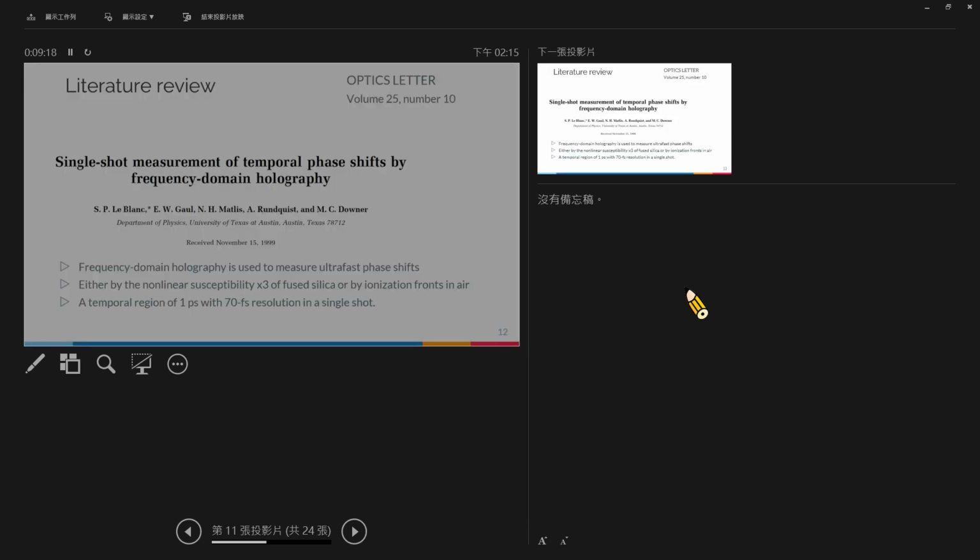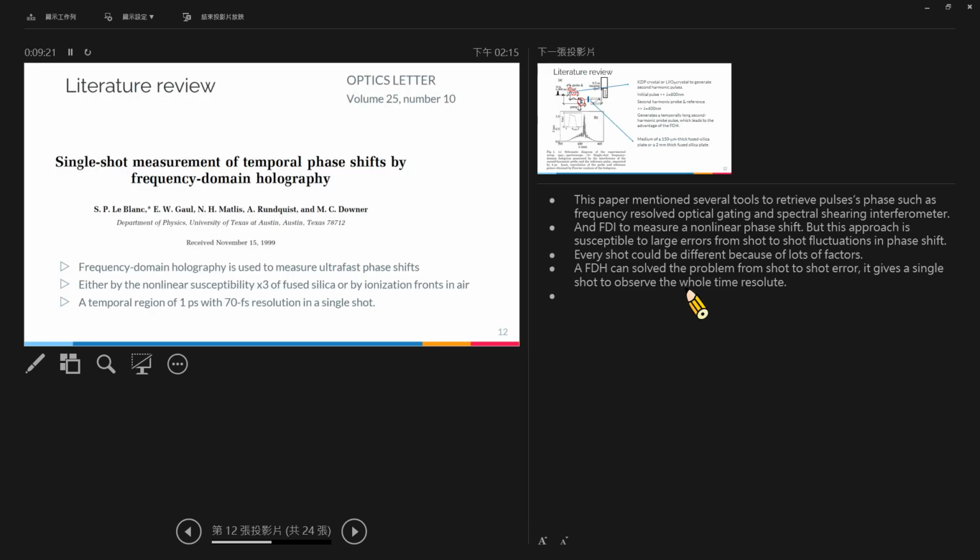Okay. So, literature review. My first literature review will be single shot measurement of temporal phase shift by frequency domain hologram. So frequency domain hologram is used to measure ultrafast phase shift, and it can use either fused silica to have a nonlinear refractive index, or air to have a nonlinear refractive index. It has a temporal region of 1 picosecond with 70 femtosecond resolution in a single shot.